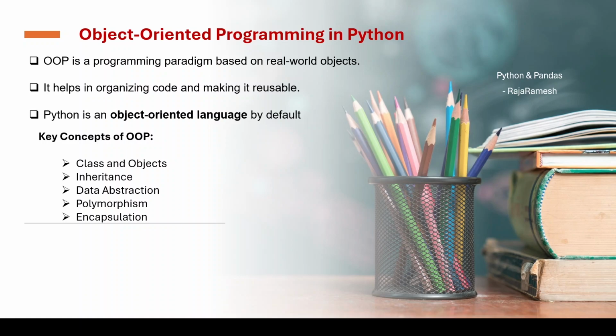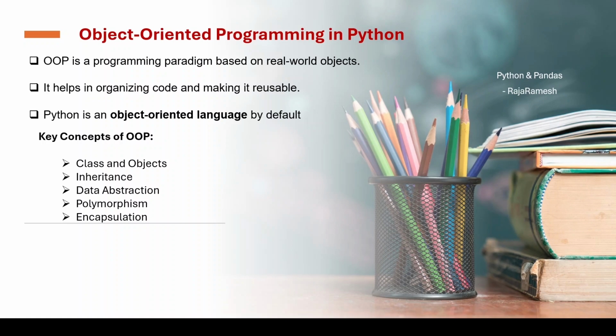For example, just think of some real-world objects like cars, mobile phones, all these are objects, or even persons. Each of these objects has some properties. If we take a person object, we have name, age, like that. And each object may have some actions as well, like a person can walk, a person can talk, etc. This approach of object-oriented programming makes our programs more structured and reusable. And Python is an object-oriented language by default.